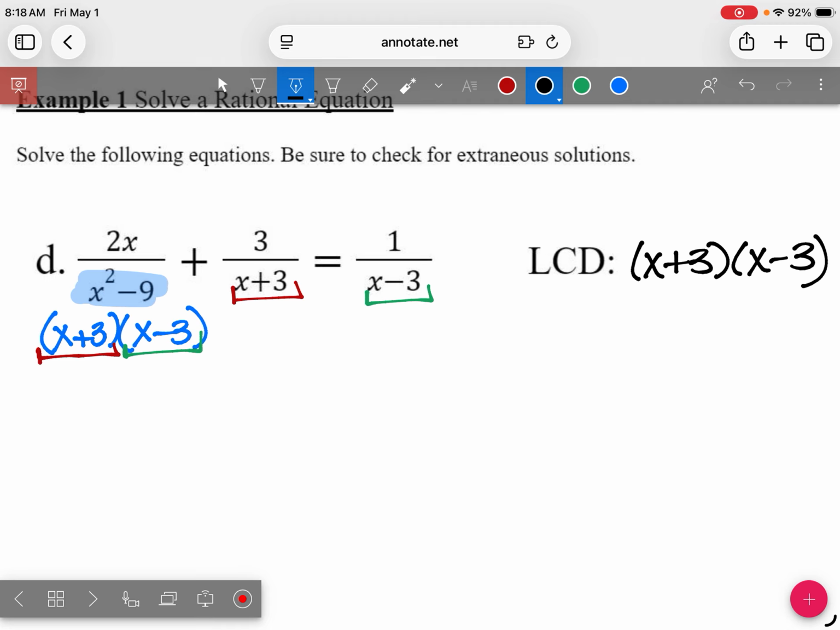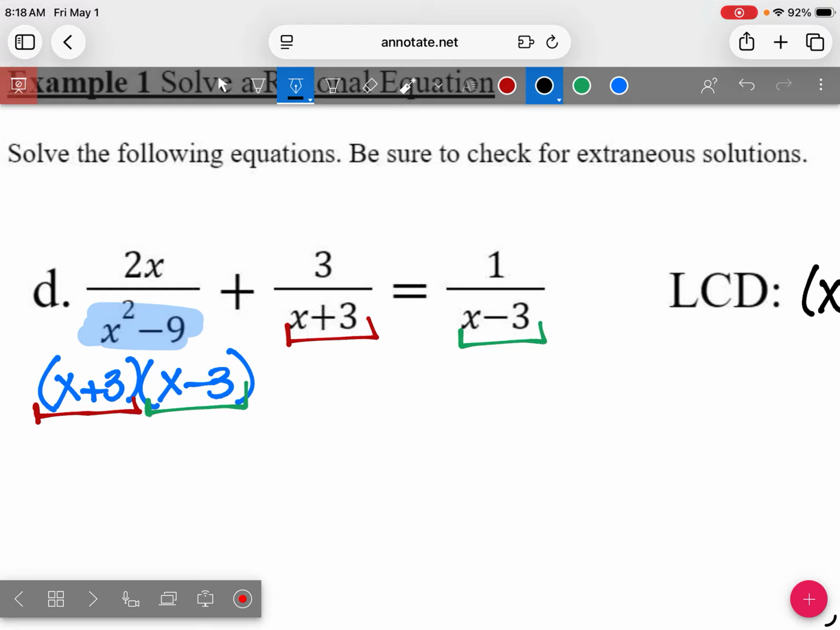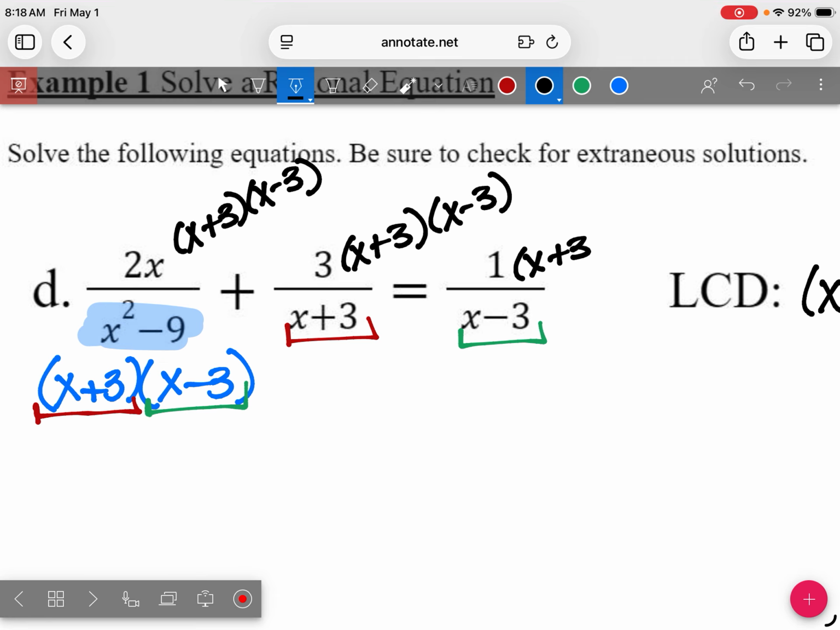Let's multiply everything by it. This fraction by x plus 3, x minus 3. The second fraction by x plus 3, x minus 3. Third fraction by x plus 3, x minus 3. The goal when you are solving is to not have a denominator at all. So we're trying to eliminate it.